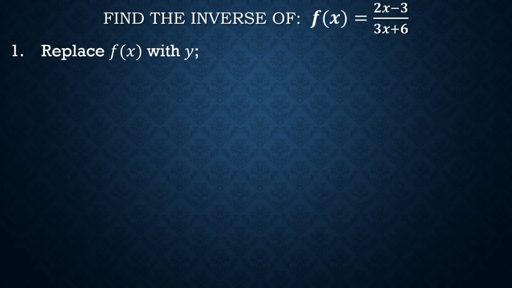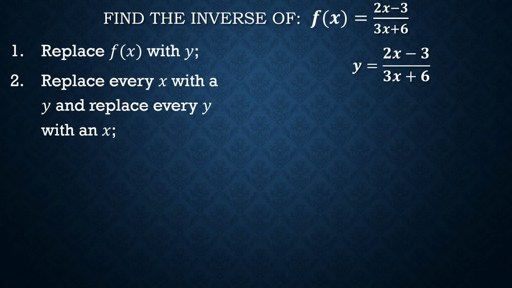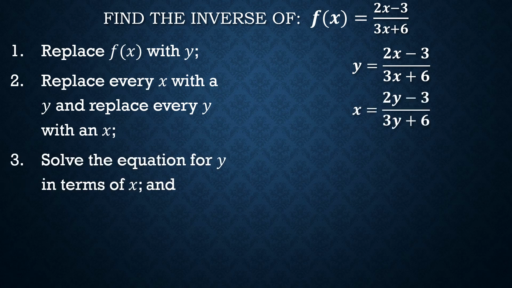Example, so we have f of x equals 2x minus 3 all over 3x plus 6. So, replace lang natin yung f of x with y. So, yan na, y equals 2x minus 3 all over 3x plus 6. Lahat ng y gawing x, lahat ng x gawing y. So, we have x equals 2y minus 3 all over 3y plus 6.